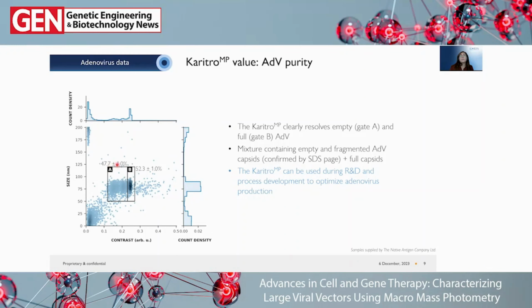Here you can also see a plus minus 1% for both of them. This is the standard deviation of the counts within the region over triplicate measurements. So this is telling you that the relative counts between empty and full is quite reliable if you perform the measurements multiple times. The conclusion of this is that you can use the KaritroMP during R&D and process development to effectively optimize the adenovirus production. We are talking about early stages, preclinical phase. We are not talking about manufacturing here, but effectively this tool is quite powerful in order to have within minutes an answer about how the production is going, and even compare different production methods.